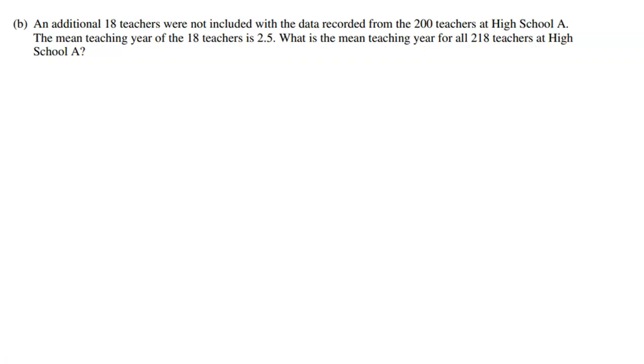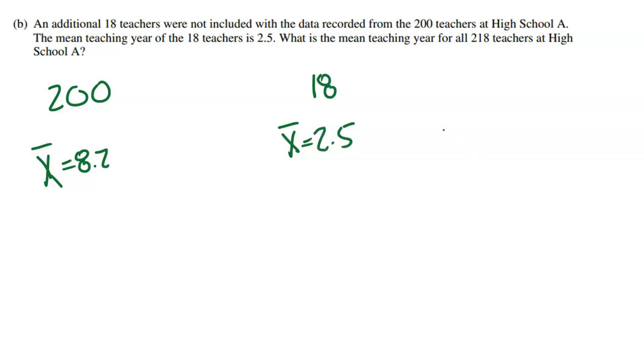All right, part B says an additional 18 teachers were not included with the data from the 200 teachers at school A. The mean teaching year of those 18 teachers is 2.5. So let's talk about what we already know. We already know that there were 200 teachers from school A, and their mean was 8.2. That's what we were given in the original problem. Now we have 18 additional teachers whose mean is 2.5 years. What is the mean teaching year for all 218 total teachers?